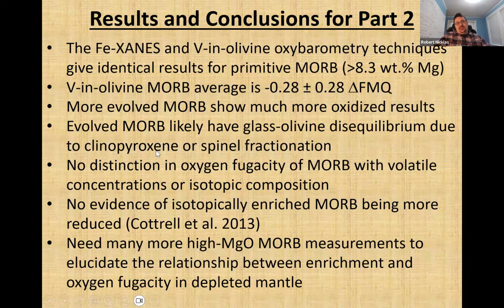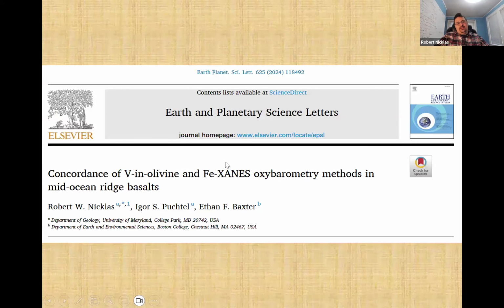So basically what we've shown in this paper, which came out rather recently, is that vanadium-in-olivine and iron Zanes oxybarometry give similar results in primitive MORB, but in more evolved MORB, vanadium-in-olivine oxybarometry doesn't really work.